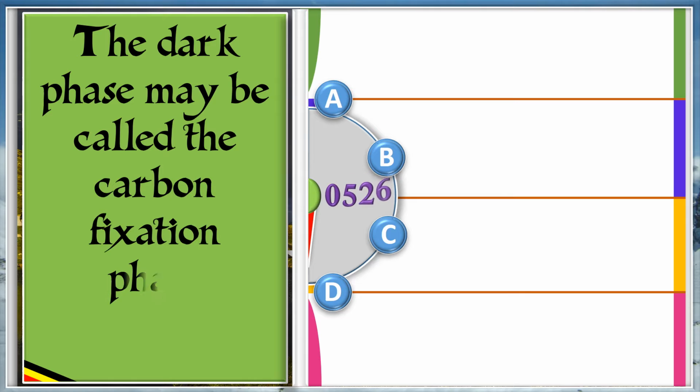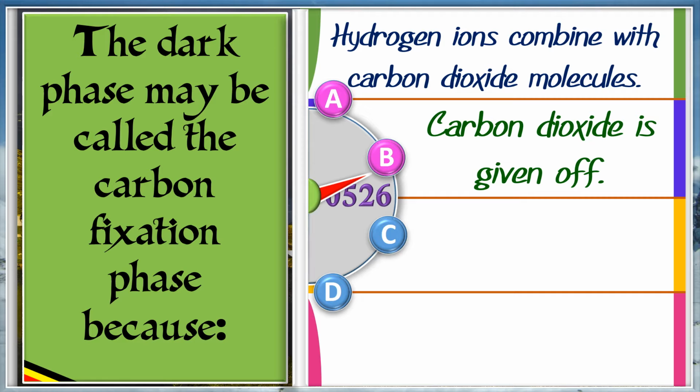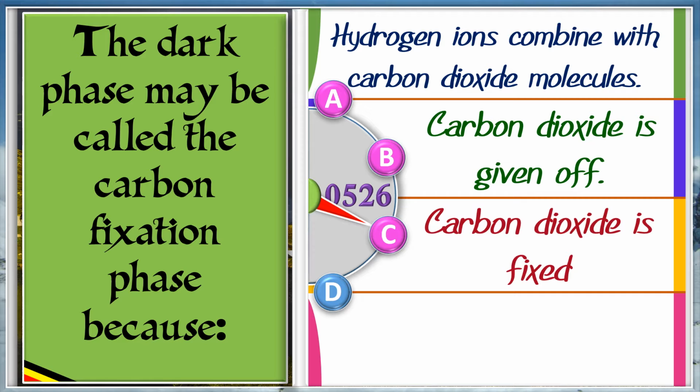The dark phase may be called the carbon fixation phase because A. Hydrogen ions combine with carbon dioxide molecules. B. Carbon dioxide is given off. C. Carbon dioxide is fixed. D. Water is split. And the answer is A. Hydrogen ions combine with carbon dioxide molecules.